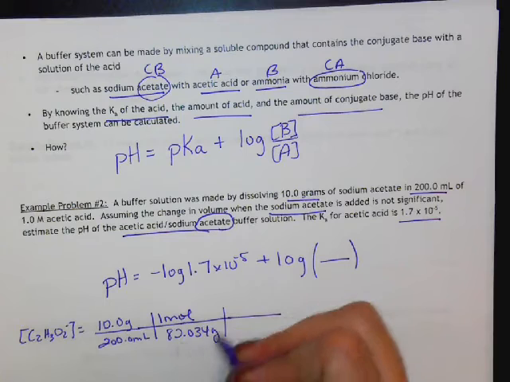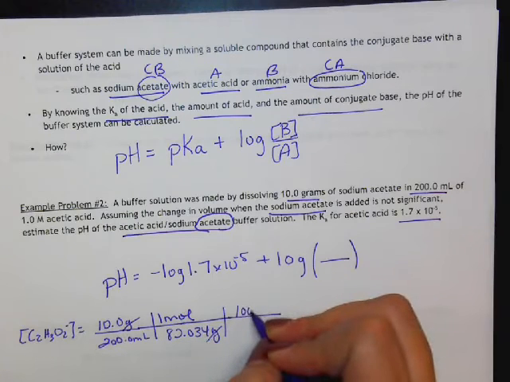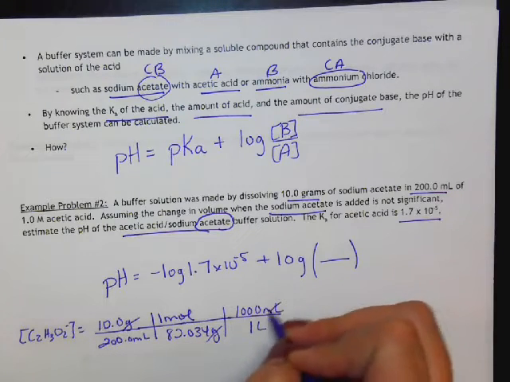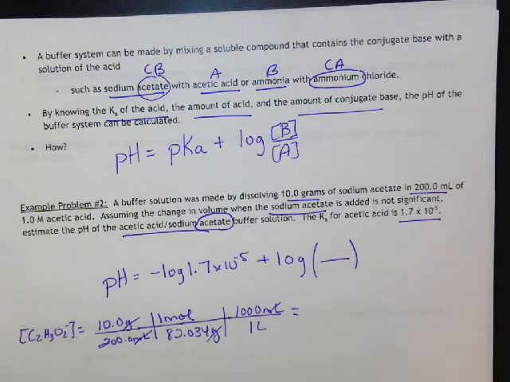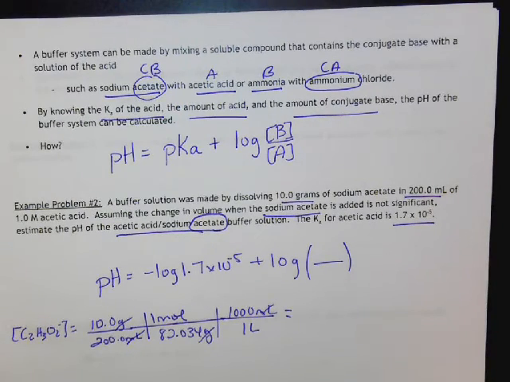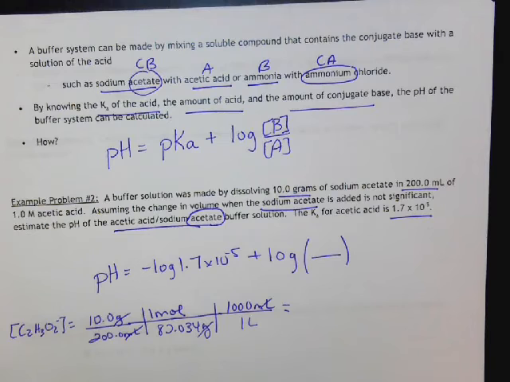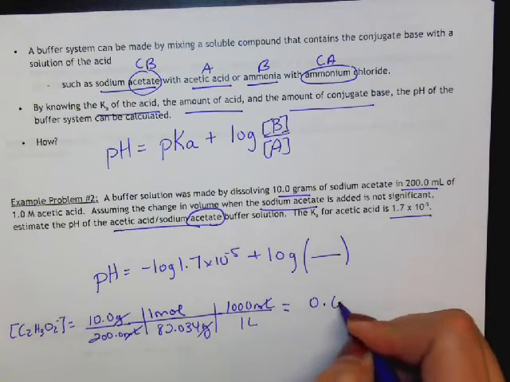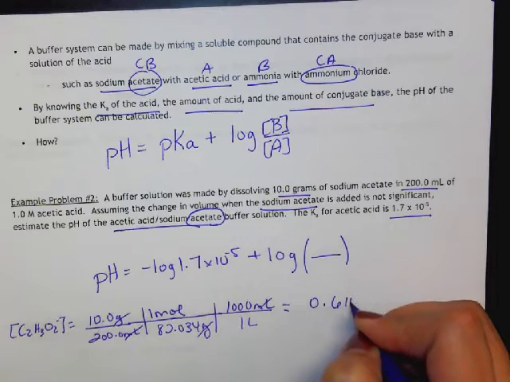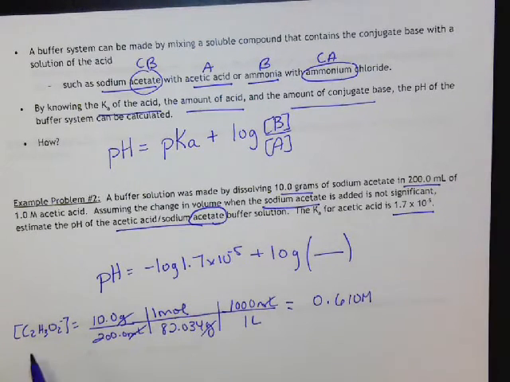And then we have our moles. Right, so now we need to change our milliliters to liters. Just 1,000 milliliters for 1 liter. Right, and then we'll have our molarity. So 10 times 1,000 divided by 82.034, divided by 200, equals 0.610 molar. So that's our acetate concentration.